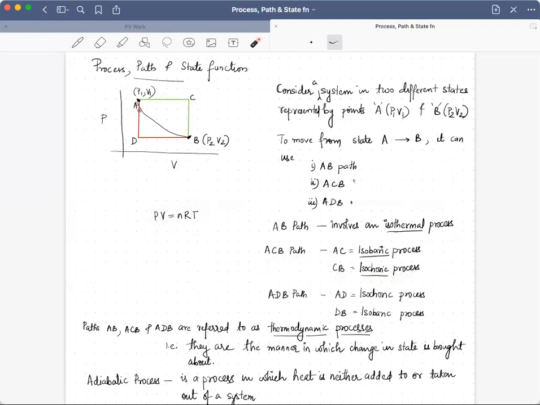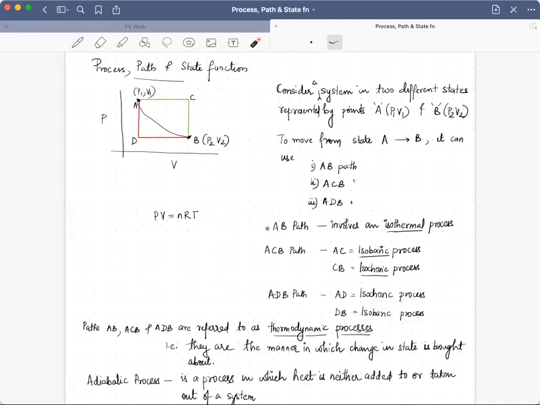In a similar way you can consider this path ADB. Now it would be pretty straightforward for you to understand. As you can see, when you move from A to D, the volume is remaining constant, so the AD part would be an isochoric process. Similarly, the DB part would be an isobaric process.